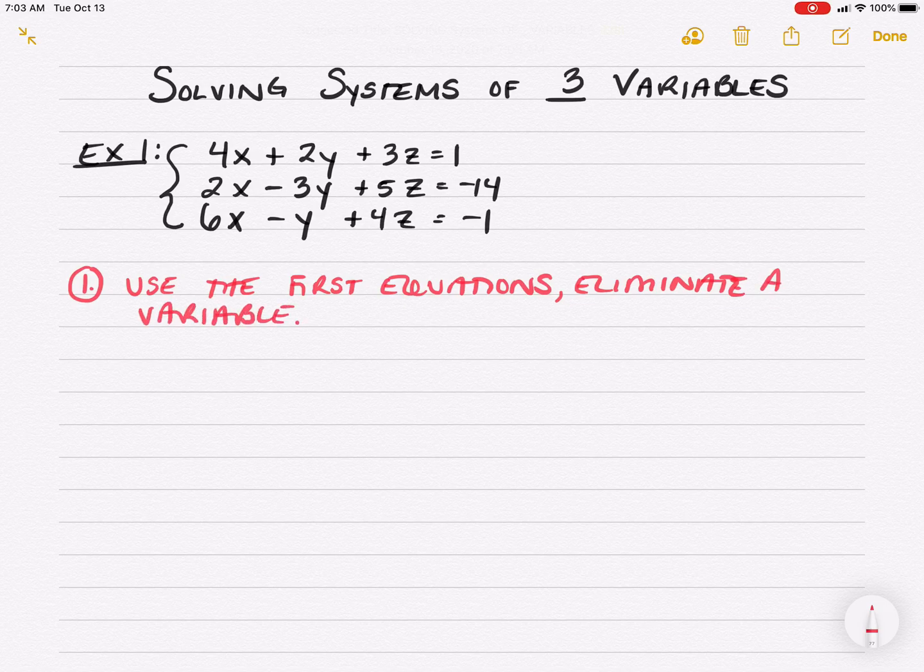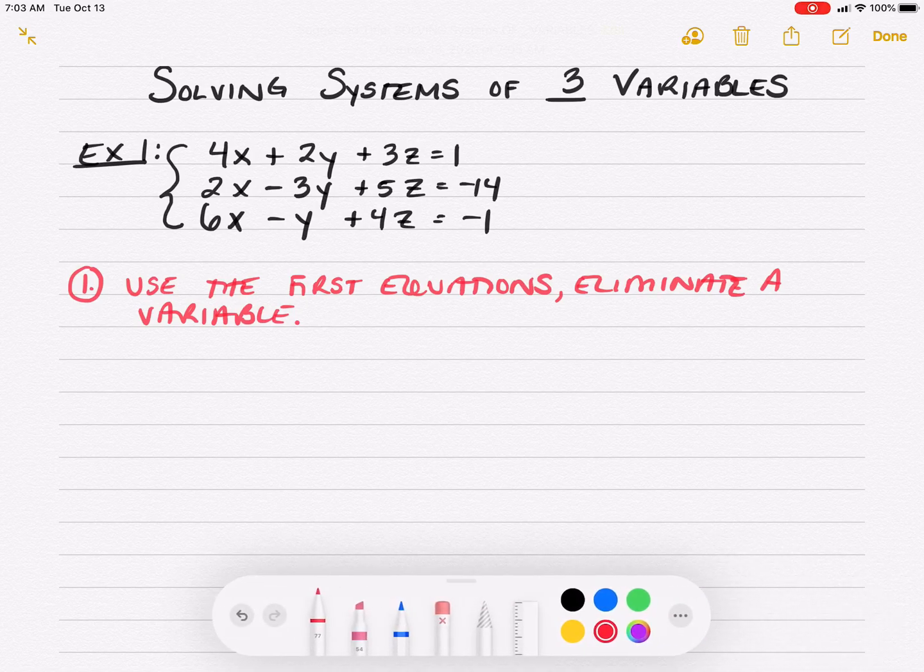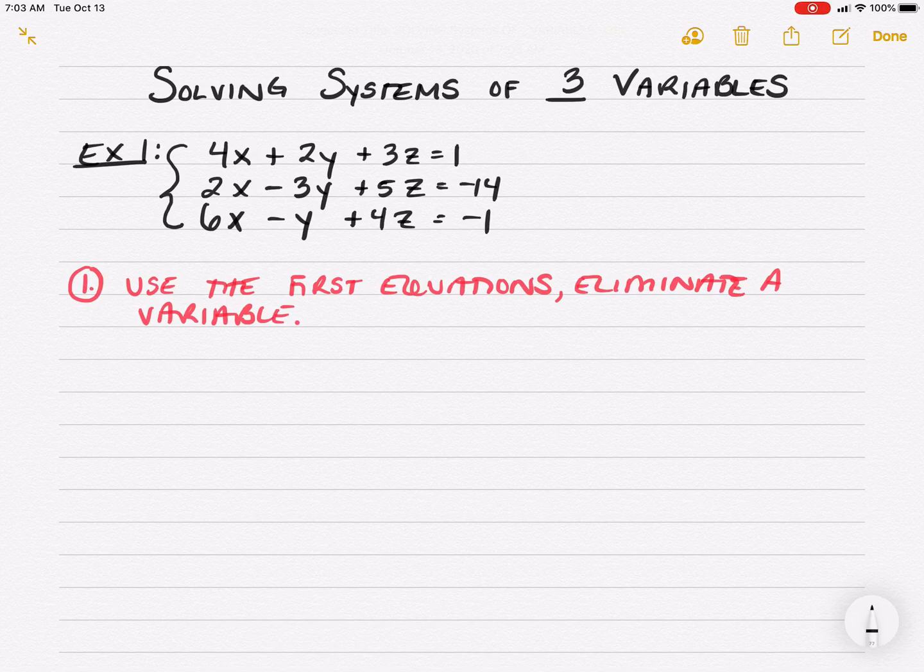Now, it doesn't have to be the first two equations. You could definitely pick the first and the third, or the second and the third, but I just think it's easier to pick the first two equations. As you get more clever and better at it, maybe you could find a better combination. So let's write out the first two equations. We're going to use 4x plus 2y plus 3z is equal to 1, and 2x minus 3y plus 5z is equal to negative 14.